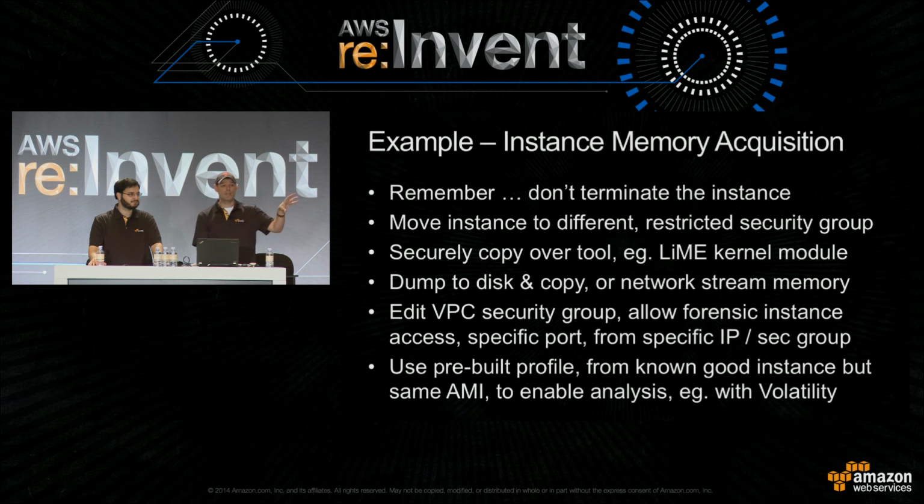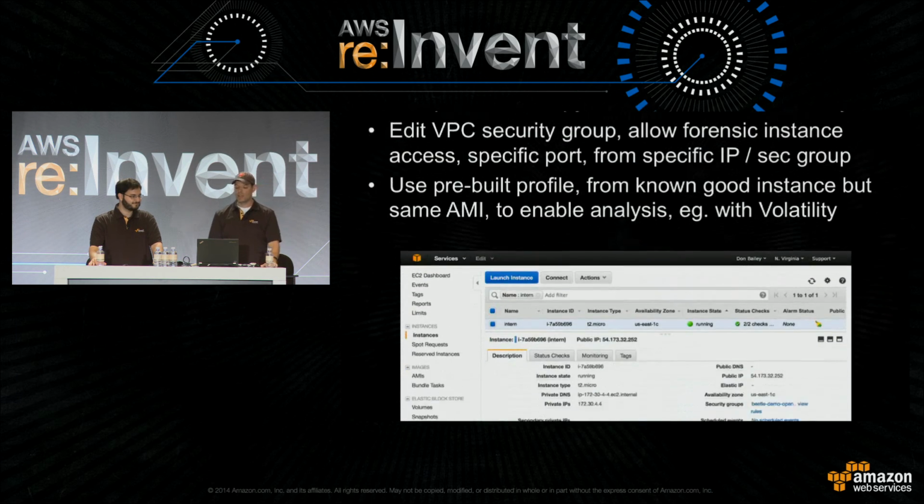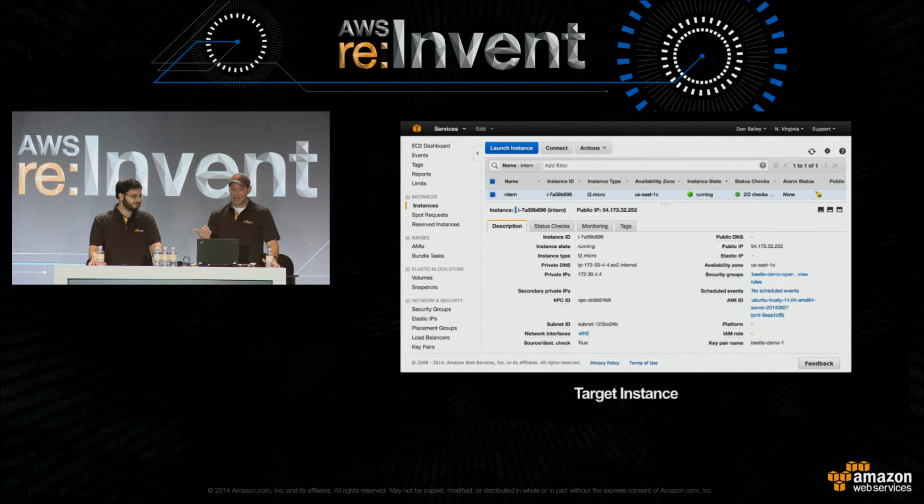So take the same Amazon machine image that the instance was misbehaving from, launch an instance of that Amazon machine image, and now you're going to build all of your tools and your memory profiles from that clean instance and use that for your analysis. So here's a screenshot of, in this case, our intern instance, which has been misbehaving, and we decide that we're going to go and look at that.